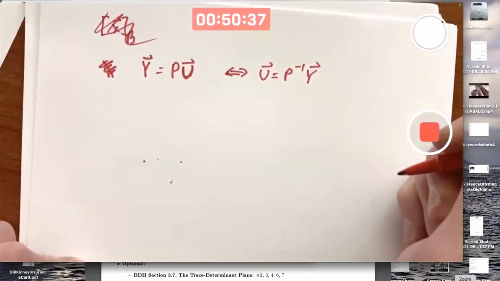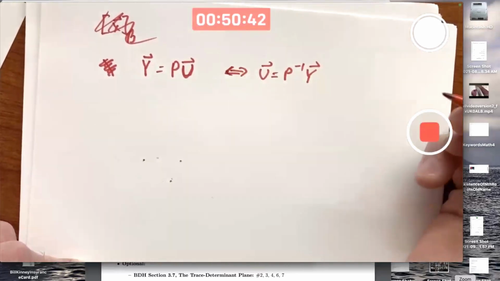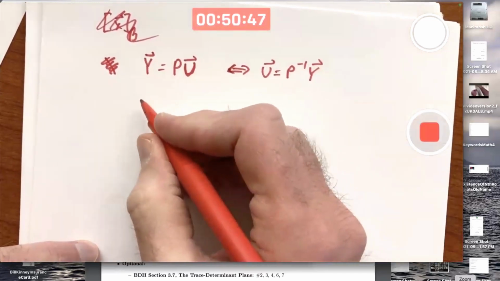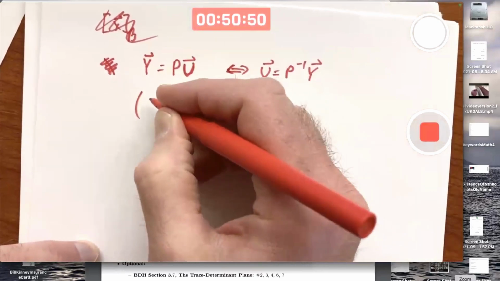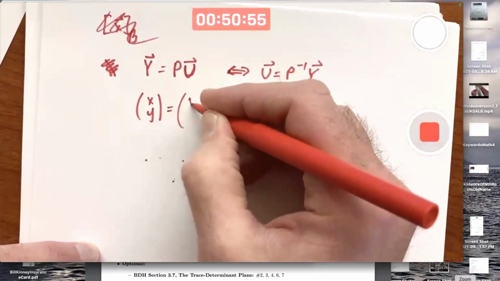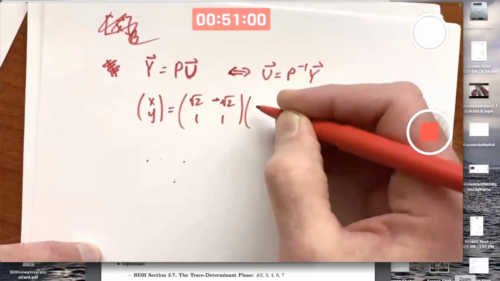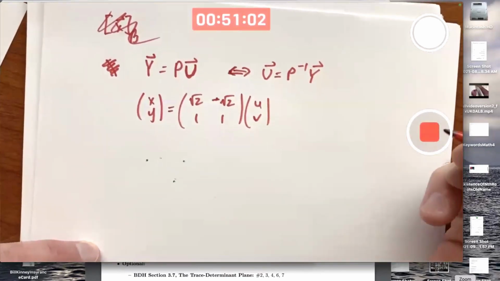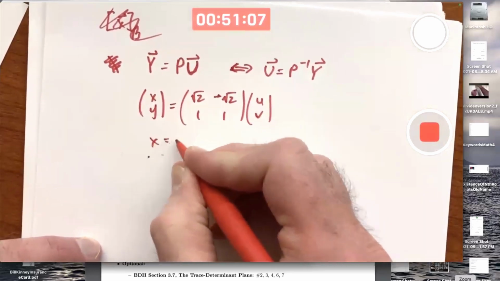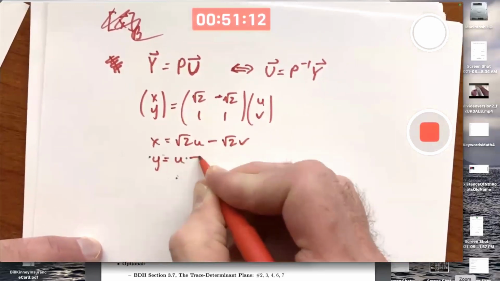First page of notes again is good enough for CP. Okay. In terms of components, this is (x, y) equals that matrix times (u, v). And in terms of the individual scalars themselves, you could say x is square root of 2 u minus square root of 2 v, y equals u plus v.